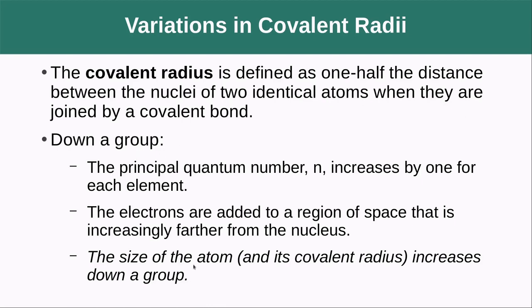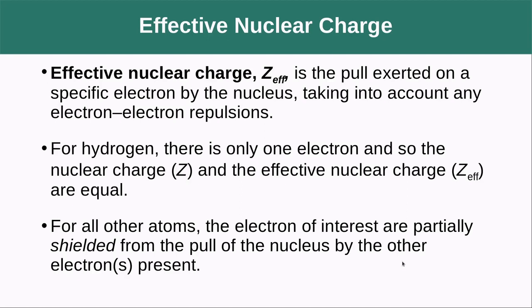What happens as you move down a group in the periodic table is we get a higher and higher quantum number n. This means that the electrons are added further and further away from the nucleus, and that causes an increase in the size of the covalent radius. This is due to something called the effective nuclear charge. This is the pull exerted on a specific electron by the nucleus when you take into account the electron repulsion effects. It's these electron repulsion effects that make it so that the electrons have different distances from the nucleus, and they're not all just circling the nucleus at the same distance.